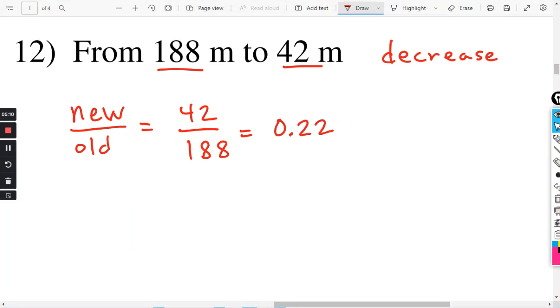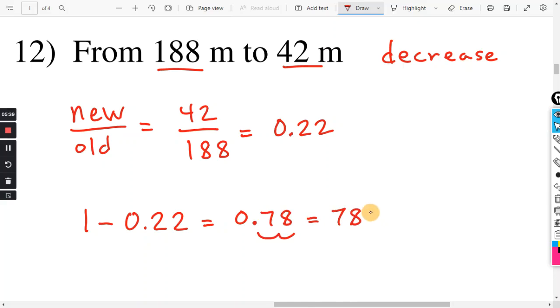All right, so in this case, since we're dealing with a decrease, we are subtracting this number from 1. So we're going to do 1 minus 0.22, and that will give us 0.78. Okay, converting that to a percentage, you move the decimal over 2 places to the right, and that is just 78%. So the answer is actually decreased by 78%.